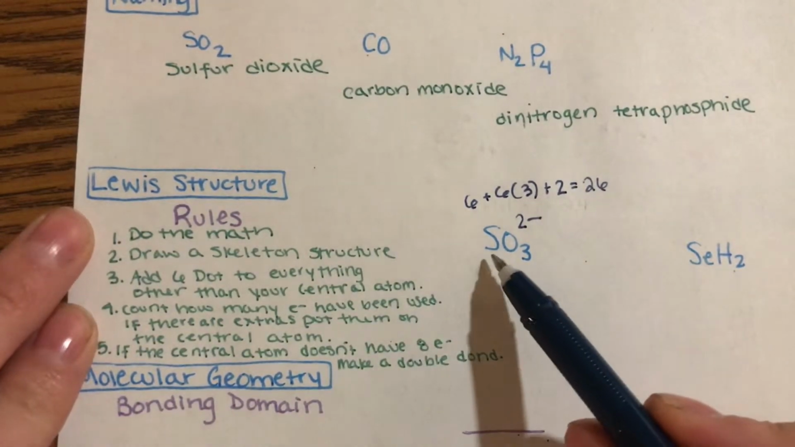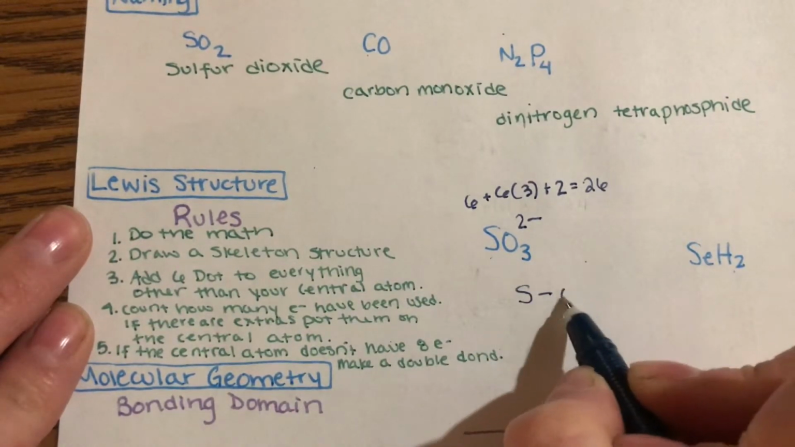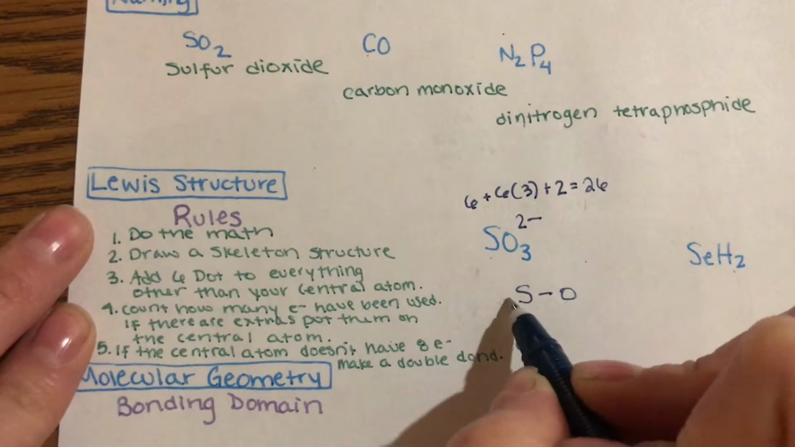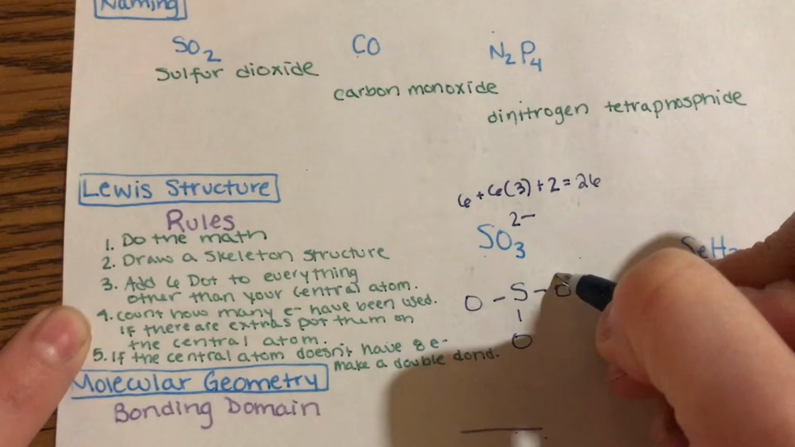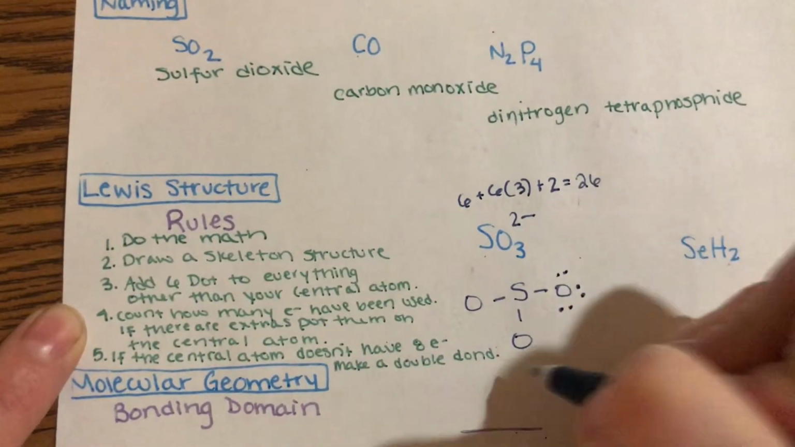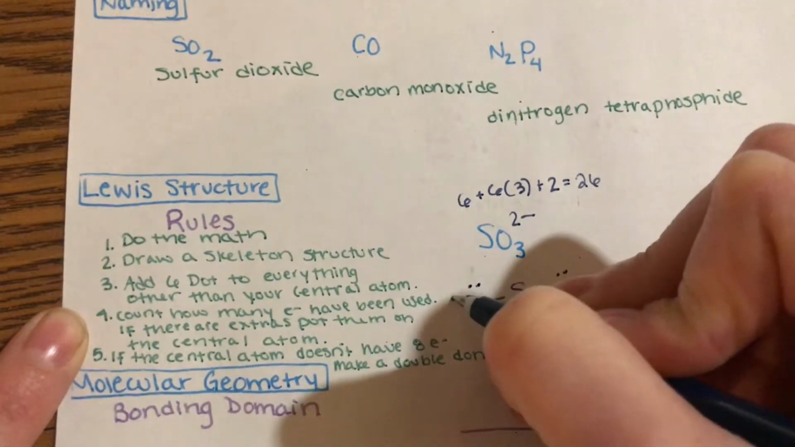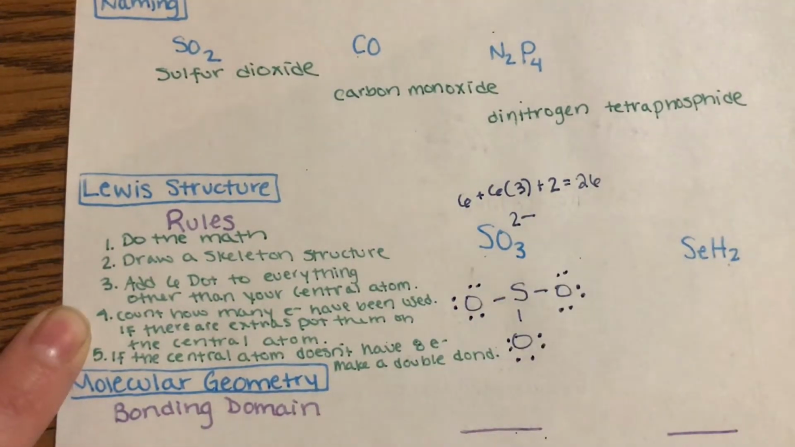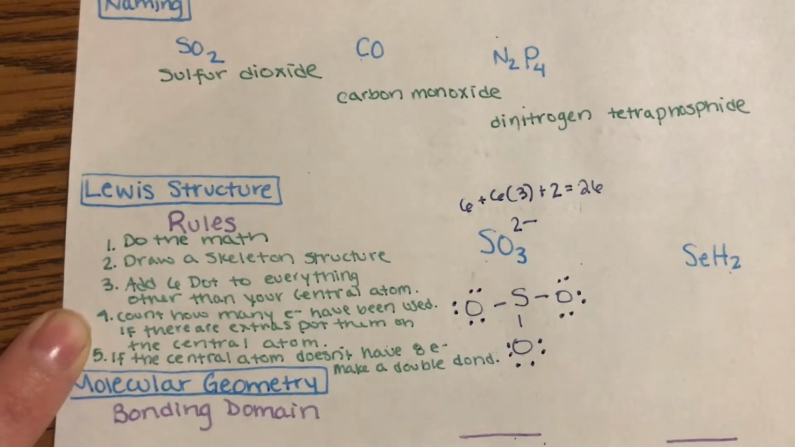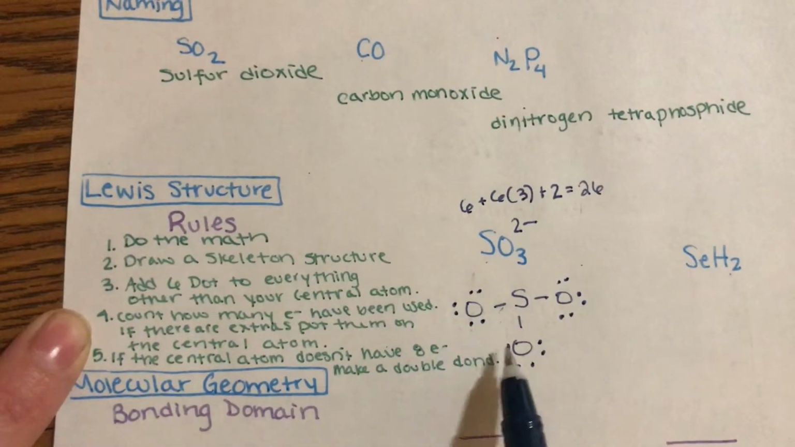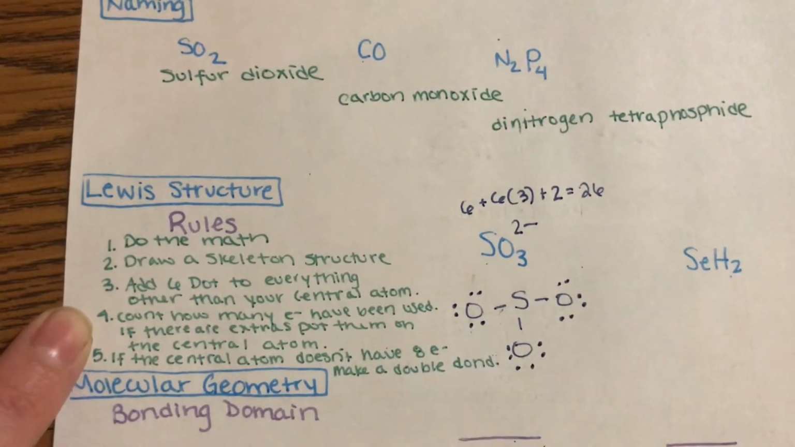Step 2, you're always going to draw your first element as your central atom, unless I tell you otherwise. So I'm going to draw sulfur in the middle, and I'm going to draw 3 oxygens around it. Step 3 is we're going to add 6 dots to everything other than your central atom. Remember again, we don't have hydrogens here, but you never add those dots to hydrogen. Okay, so step 4, we have to count how many electrons I've used. Keep in mind that the line, our bond, also counts as 2 electrons. So I have 2, 4, 6, 8, 10, 12, 14, 16, 18, 20, 22, 24.